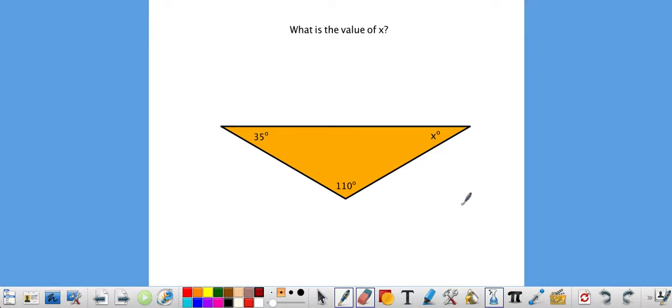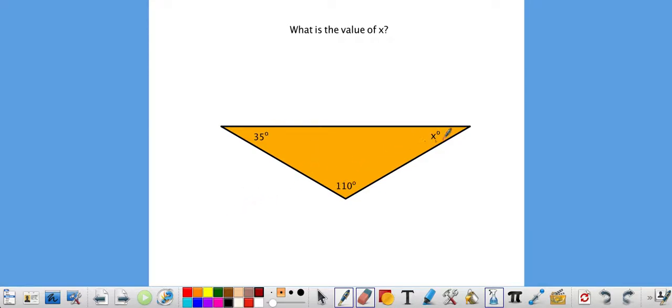But for the first part of this intro to chapter 4, we're just going to do a little quick intro/review of what you know already about triangles. So the first thing about triangles is their interior angle sum is always equal to 180 degrees. This is something you probably know from a previous class.